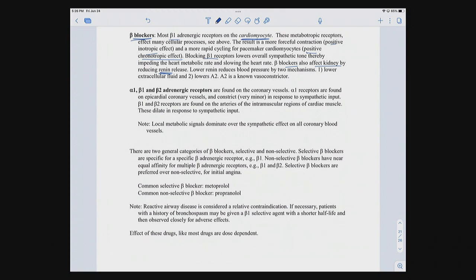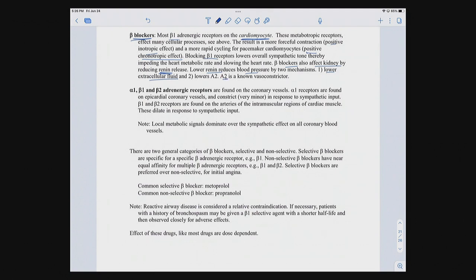And you may recall when we did kidney, we talked about that. So lowering the renin is going to be reducing blood pressure by 2 mechanisms. One is I'm going to be lowering the extracellular fluid. Why am I lowering the extracellular fluid? Because renin is going to end up causing an increase in angiotensin II. Okay, and so if I'm lowering the renin, I'm lowering angiotensin II, which means then I'm going to be excreting more amount of body fluid, thereby lowering the total extracellular fluid, thereby lowering the blood pressure.